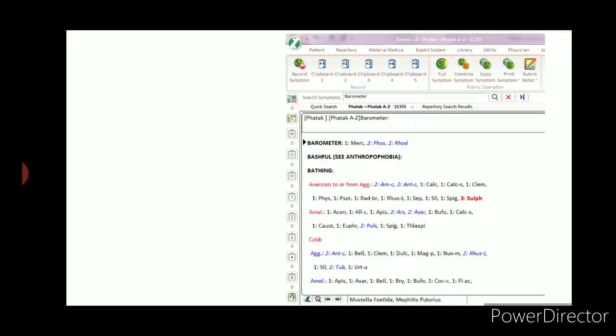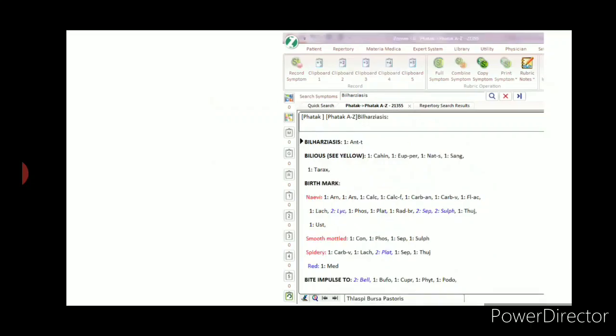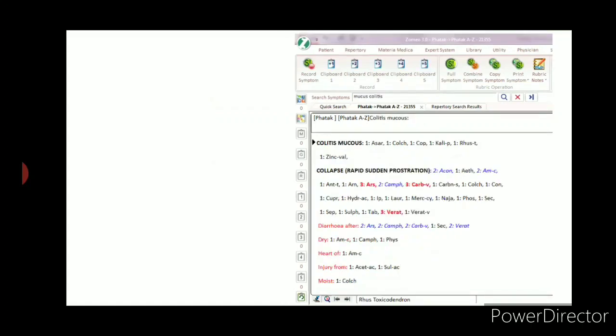Also one condition is there, barometer. So barometer means the person has a sensitivity towards both high temperature and changes of temperature. Okay, there is a condition bilharziasis, which is a somewhat worm disease, a worm infestation. We also have colitis, mucus.